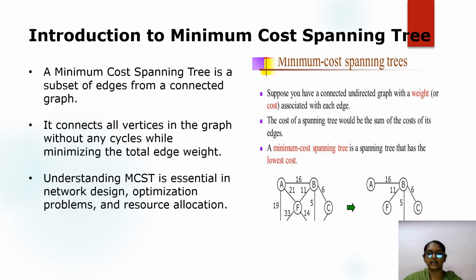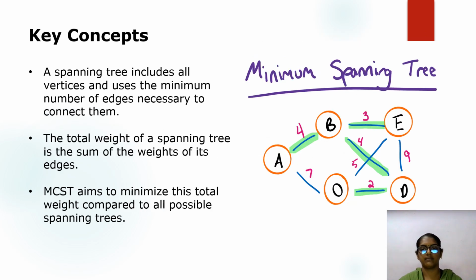Suppose you have a connected undirected graph with a weight or cost associated with each edge. The cost of a spanning tree would be the sum of costs of its edges. A minimum cost spanning tree is a spanning tree that has the lowest cost. This is an example for minimum cost spanning tree.